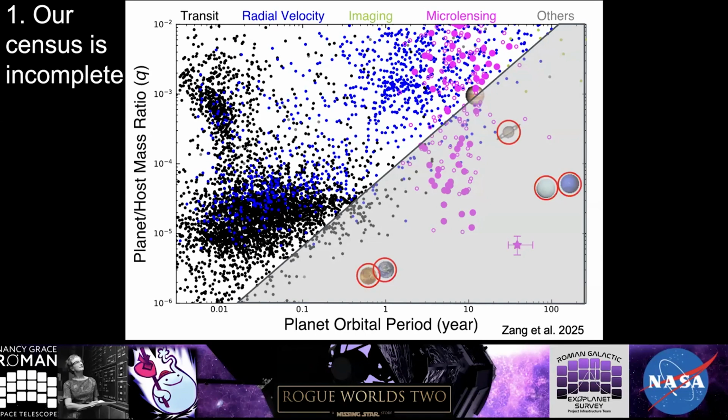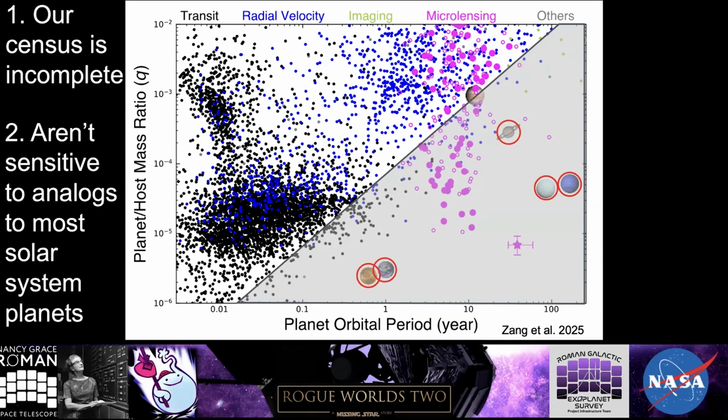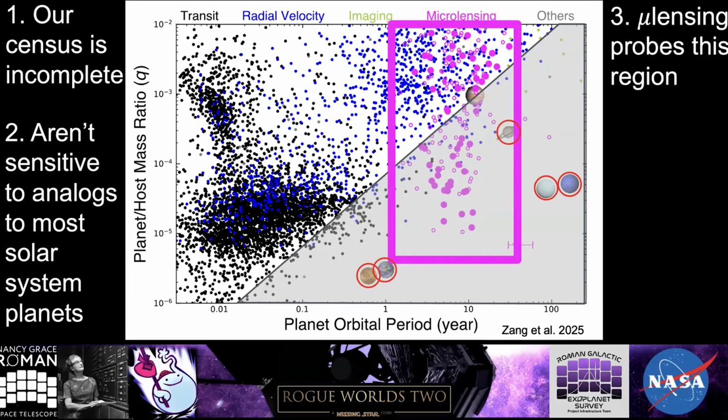The second thing to notice is that that area actually encompasses most of the analogs to our solar system. Third, you can see that the exception there is of course the microlensing detections that probe that region of parameter space. Although, as I'll argue, the full power of microlensing requires a space telescope.